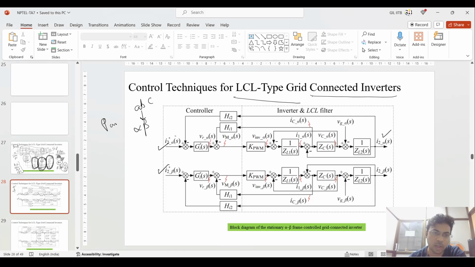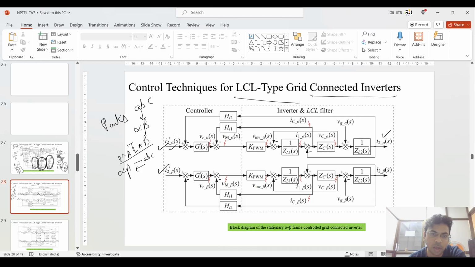You can take the help of online material for understanding this transformation, how ABC is being converted to the alpha beta frame. If you are using MATLAB, there are certain blocks which directly convert ABC to alpha beta. So for controlling this alpha beta, it is very easy because ABC is coupled.